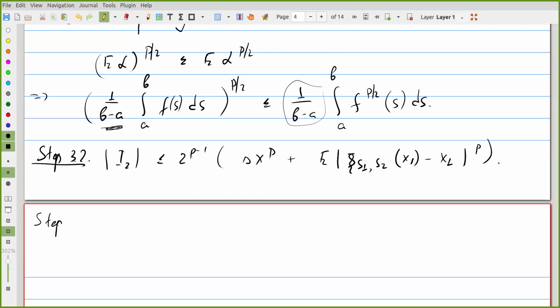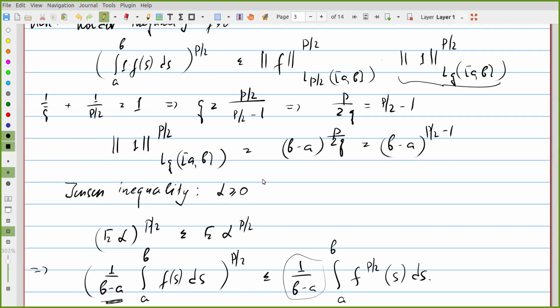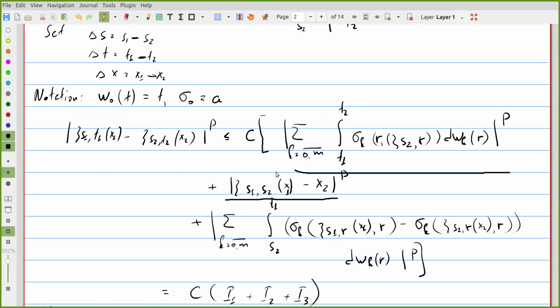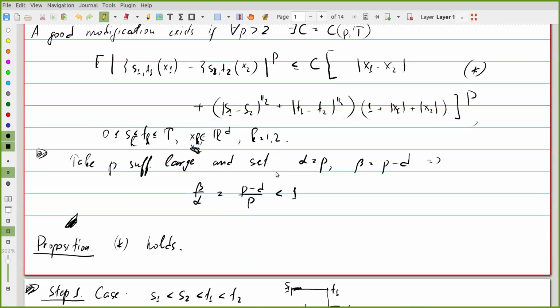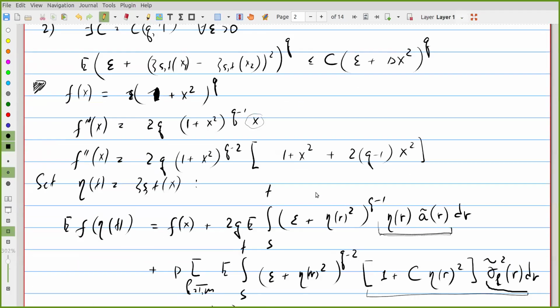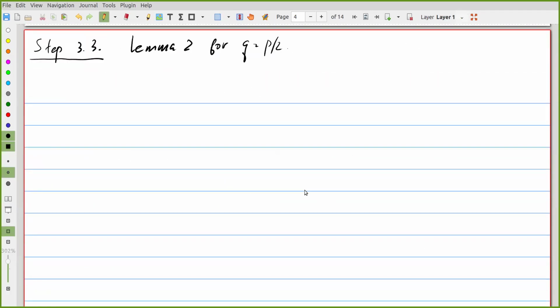So we are left with the third term. Here one can apply lemma 2 for q equal to p, or p over 2, I think. I'm not going into details because you need to be careful to obtain precisely this form of estimate. But you can combine everything in a careful manner to obtain it. So we indeed have existence of a good modification.